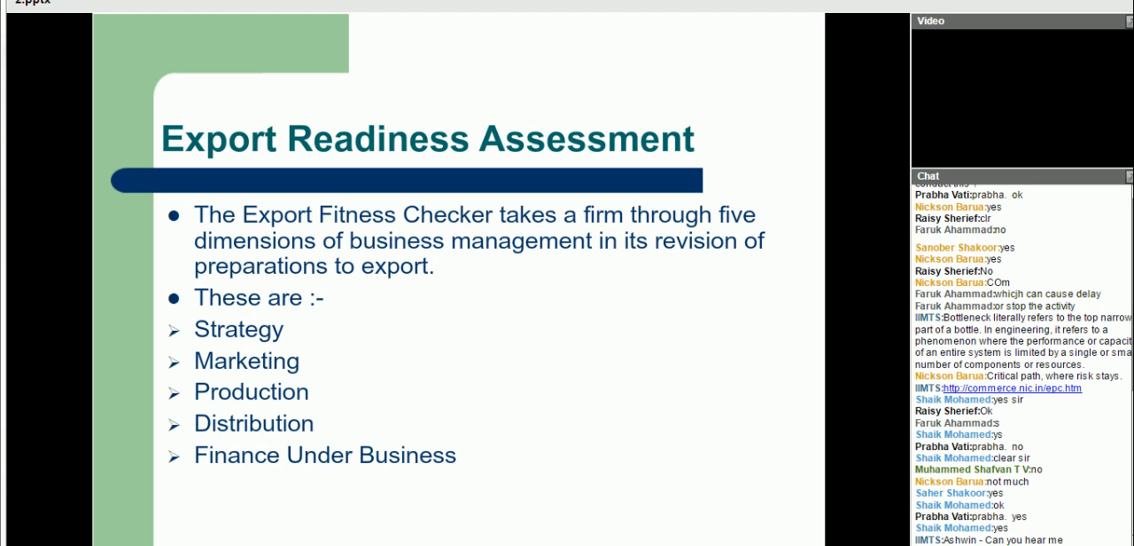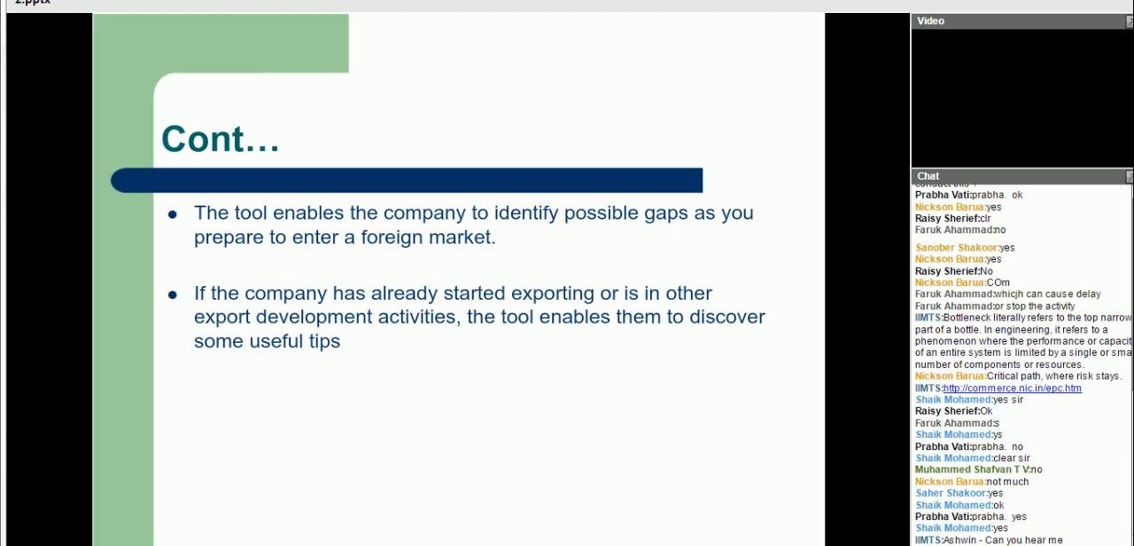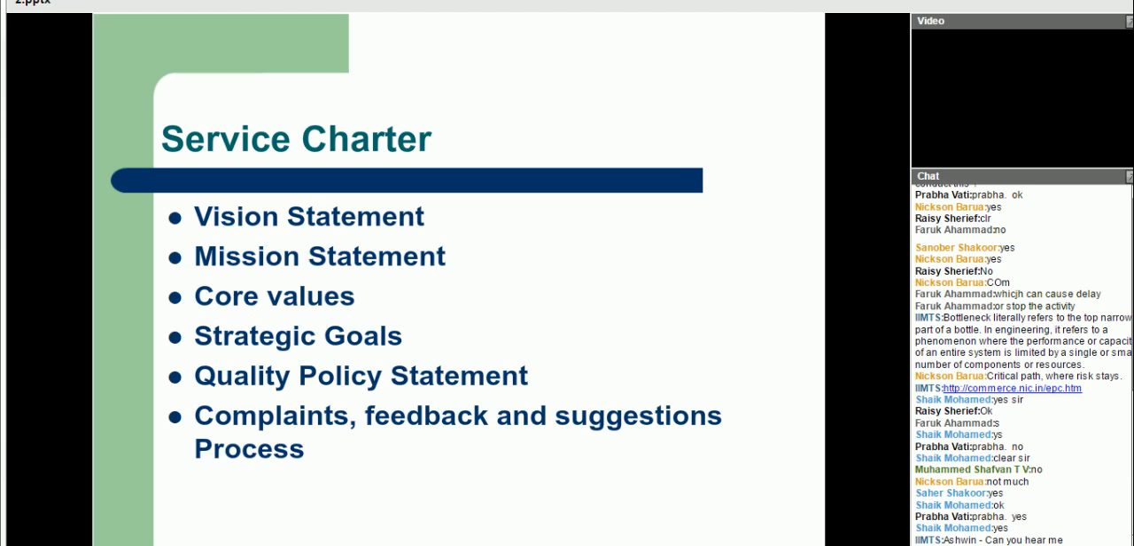Export readiness assessment. The export fitness checker takes a firm through 5 dimensions of business management in its preparations to export. They are: number 1, strategy, then marketing, then production, then distribution, and then finance under the business. The tool enables the company to identify the possible loopholes as we prepare to enter a foreign market. So they help the exporters in preparing themselves for entering into the foreign market business. If the company has already started exporting or is in other export development activities, the tool enables them to discover some useful tips. This is the service charter, that is the vision statement, mission statement, core values, strategic values, quality policy statement, complaint, feedback, and suggestion process.